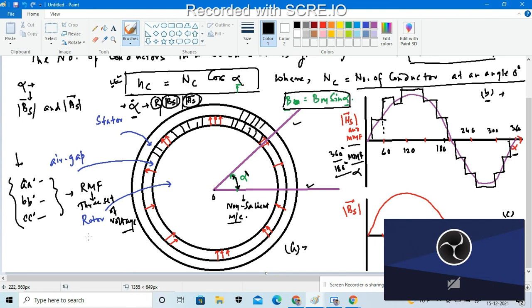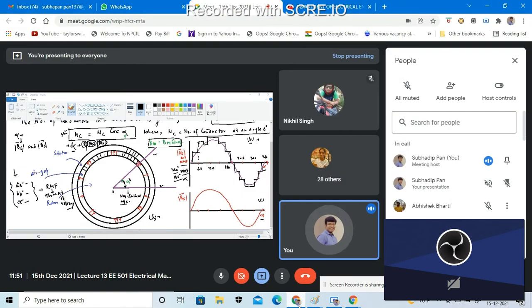So what will be the induced voltage? The net induced voltage inside the stator for the three-phase coils, that we will discuss in the next lecture. Okay, so is there any question till now?